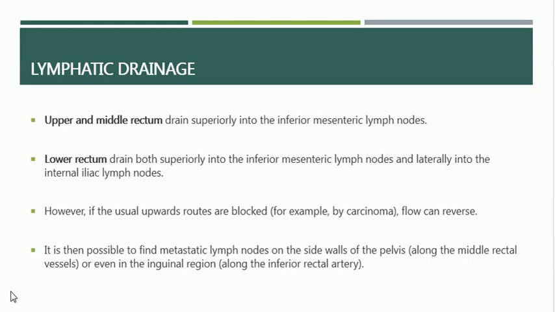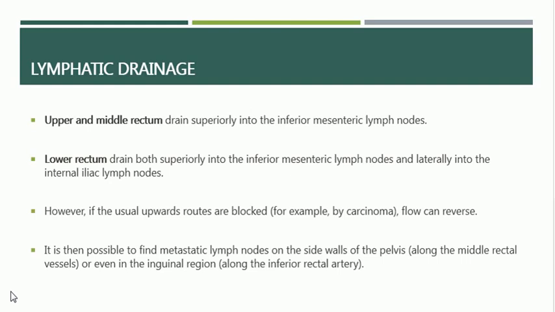The lower rectum drains both superiorly into the inferior mesenteric lymph nodes, and also laterally into the internal iliac lymph nodes on the side wall of the pelvis. These are lymph nodes located along the internal iliac vessels. So the lower rectum drains superiorly, but also laterally, into the internal iliac lymph nodes.